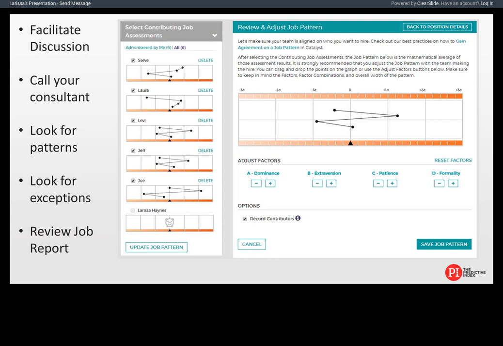So this is where we would start the discussion. For those of you that have been trained, you're going to see what are the patterns here and what are some differences. So we all agree on this, that it should be someone with a high level of extroversion, and most everybody agrees that it would be a low level of patience.